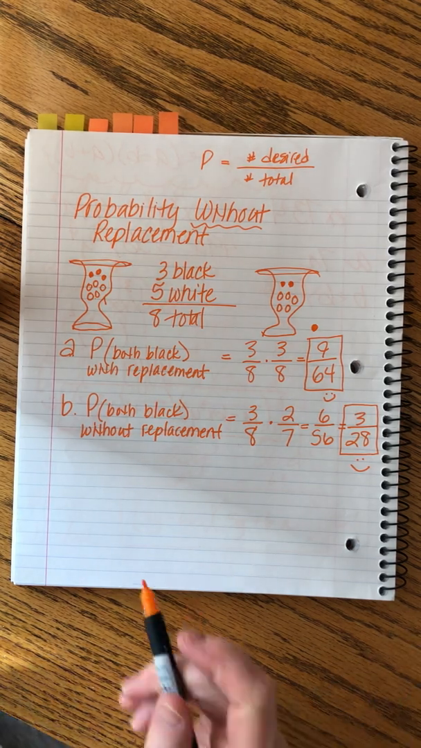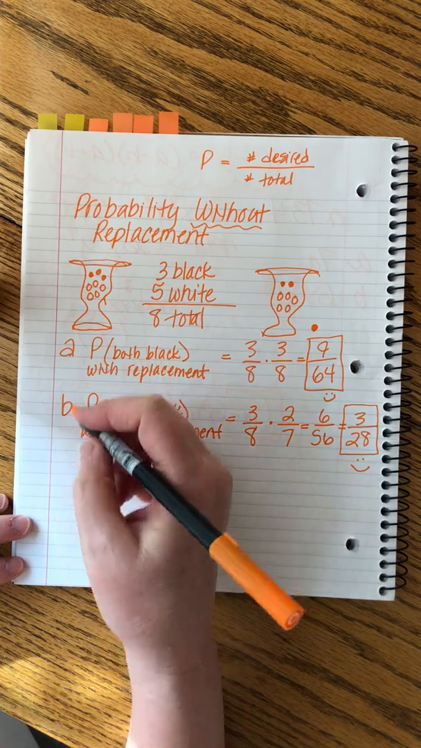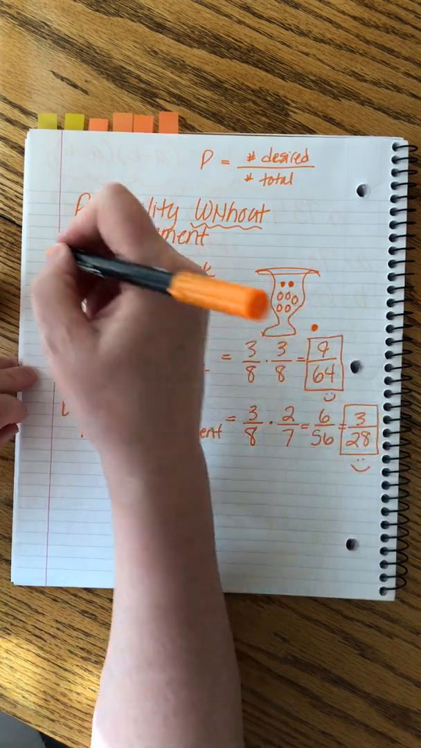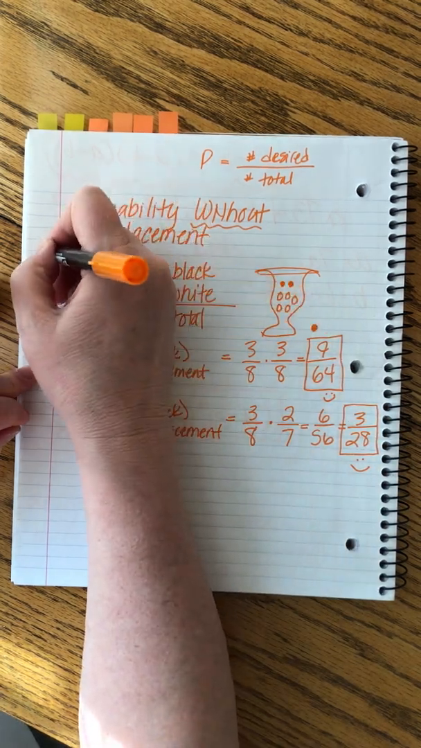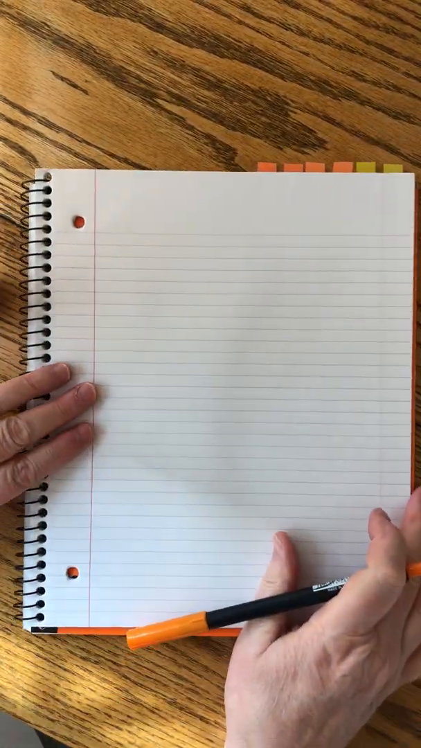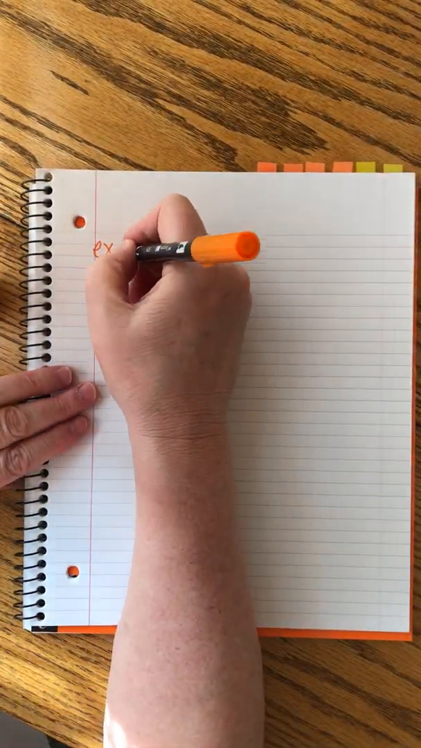Okay, let's try another one of these without drawing quite so many pictures. This was 73.5. And then let's do 73.6 over here, and we will be done.